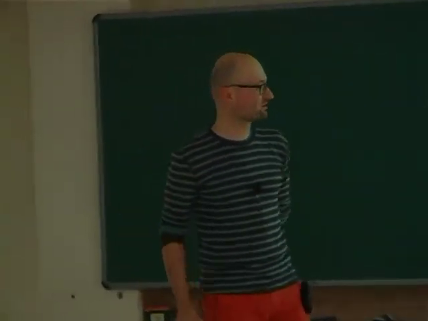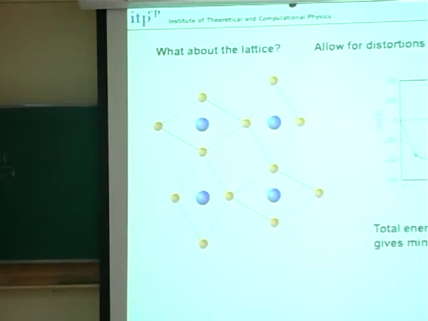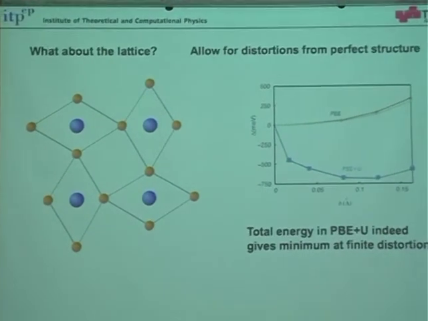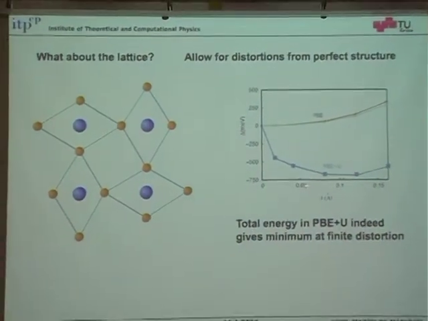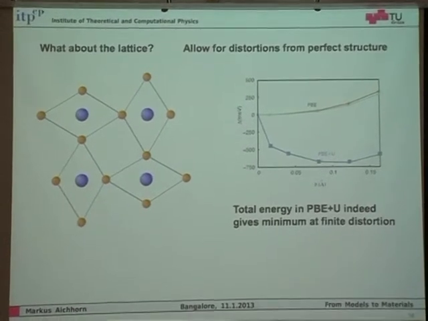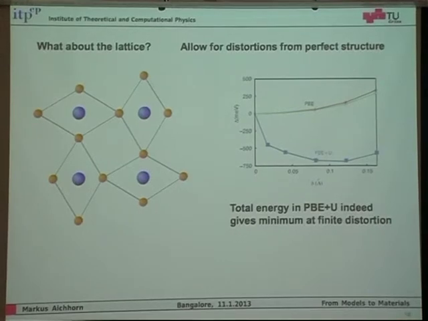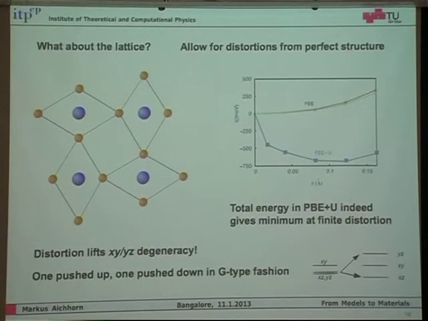Yeah. 5 minutes. Okay, I'm almost done. So, of course, this is LDA plus U. What we did now is we took a finite value of distortion, somewhere here around 0.1, around the minimum, and used this as an input for LDA plus DMFT to see if this also in DMFT gives us an insulator, because this is strongly biased towards the insulating solution.